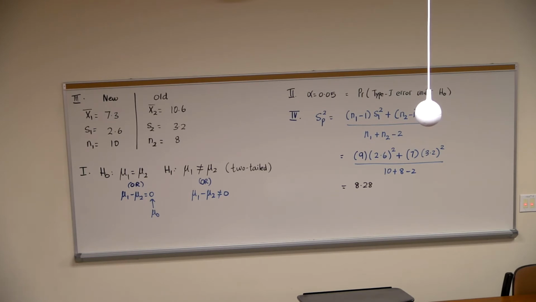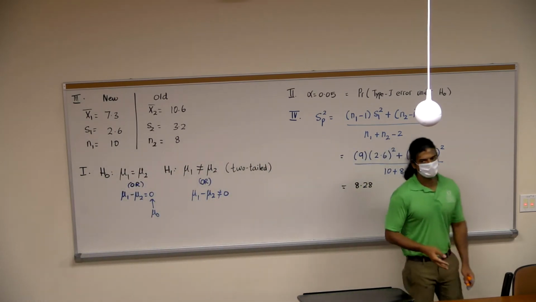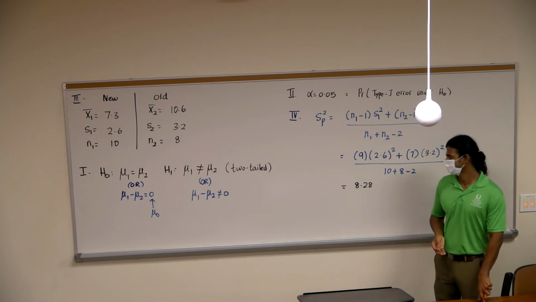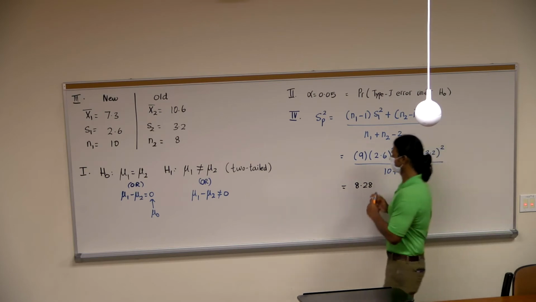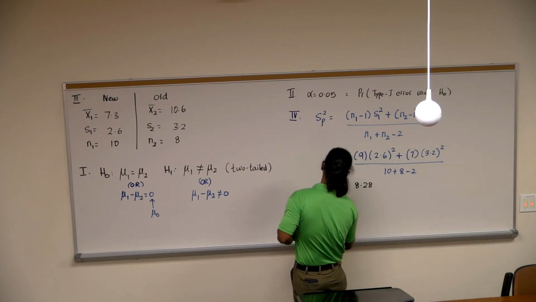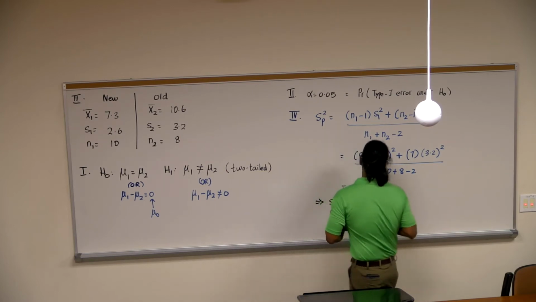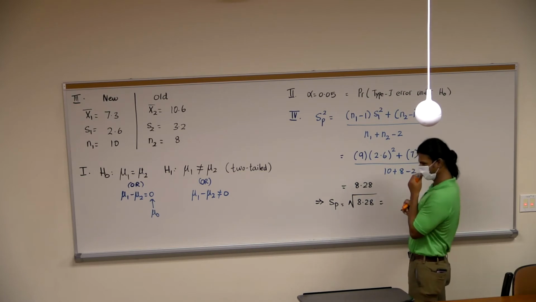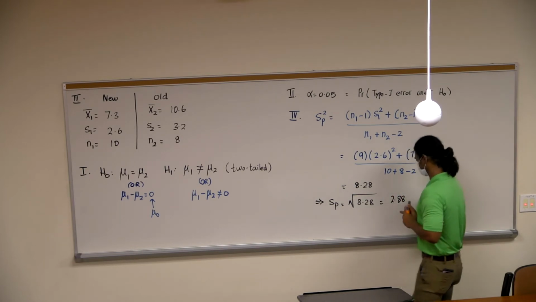So we found the pooled variance. How do we find the pooled standard deviation? What do you think, square root of that number? Take the square root of that number. Which would be 1.47, maybe. I got 2.88. Oh, sorry, I forgot part of the 2.